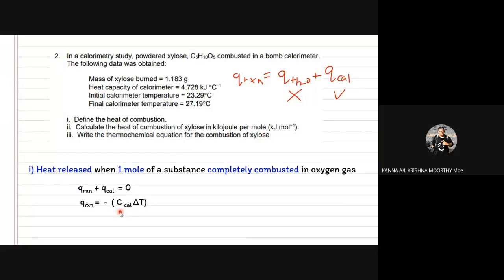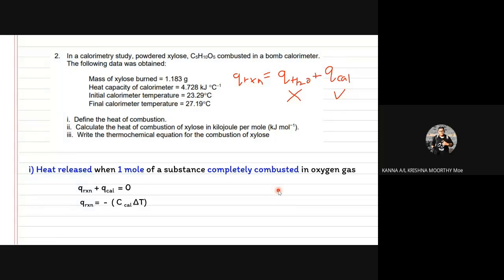Because the mass belongs to the reactant. Okay, it belongs to the substance we want to combust, but this one has not done the reaction yet. It's just telling us that the water's mass is not given, and they give the heat capacity only. So we do not need the mass. The mass does not belong to the calorimeter. Okay.